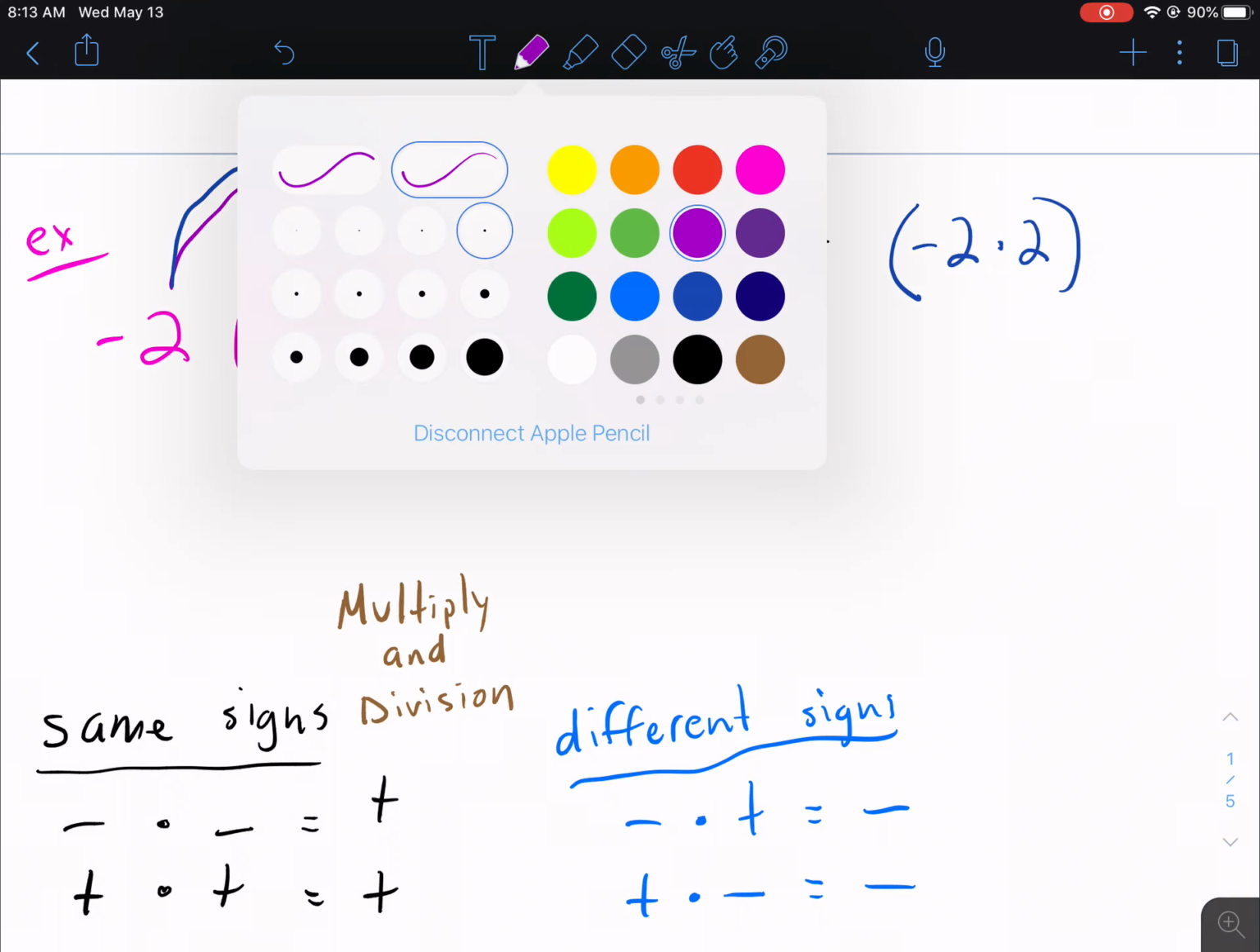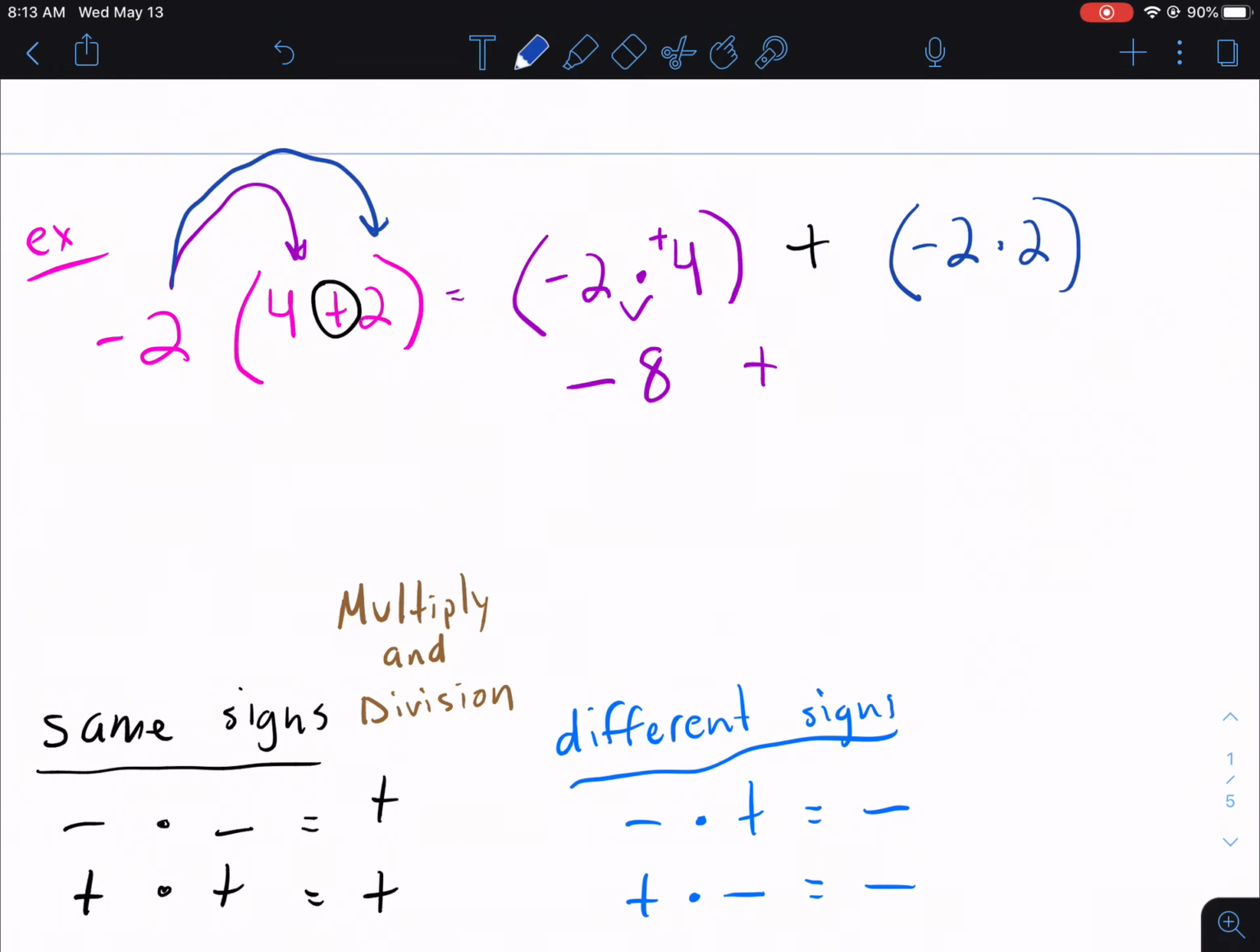Plus, here I have negative times positive. Different signs is negative. 2 times 2 is 4. Negativo por positivo es negativo. 2 por 2 es 4. So negative 4, negativo 4. Now, I have 2 negatives and I am adding. Tengo dos negativos y estoy sumando.